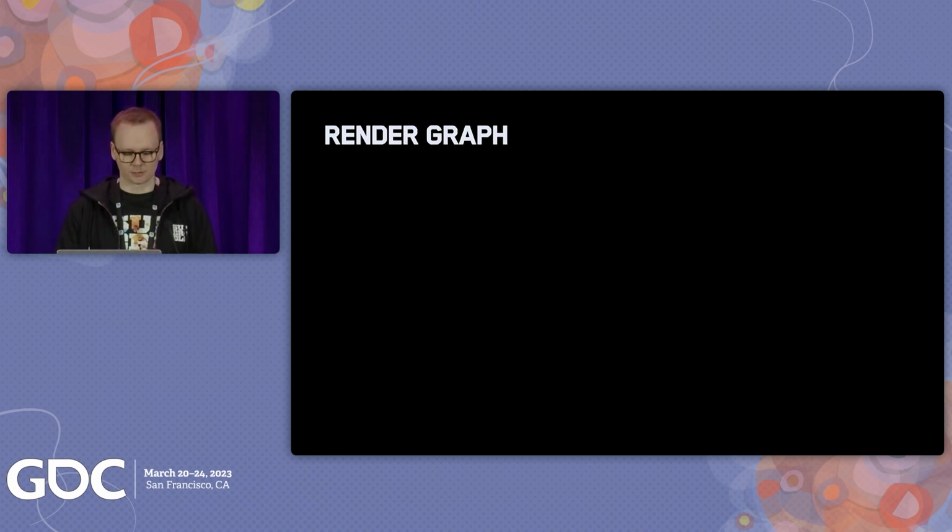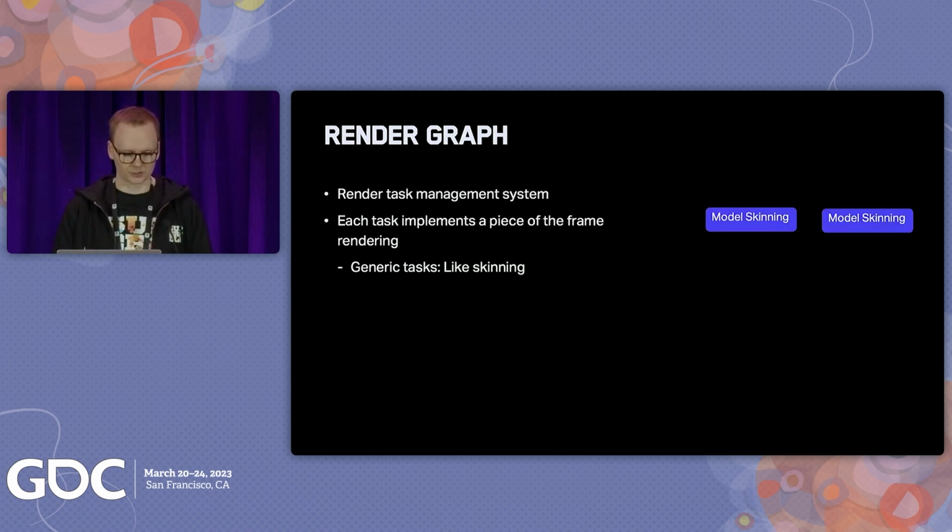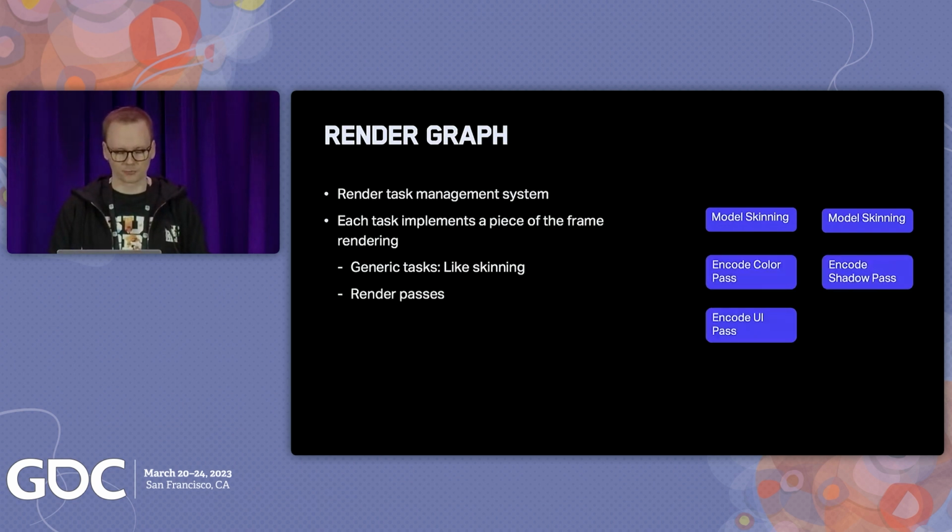So now let's quickly talk about the render graph. The render graph is basically a render task management system. Each task implements a piece of frame rendering, and we have two types of tasks on here. First of all, we have generic tasks, which do not output pixels. A good example of these is CPU skinning. This task is basically responsible for taking the model transforms and the untransformed vertex data, processing that and outputting it into a temporary vertex buffer for rendering. Then we have render passes, and render passes actually output pixels, either off-screen or on-screen frame buffers.